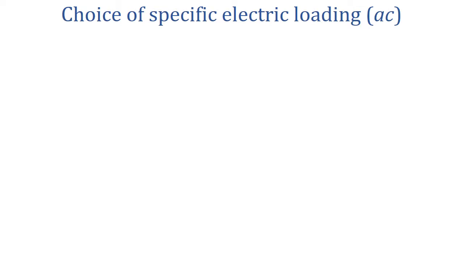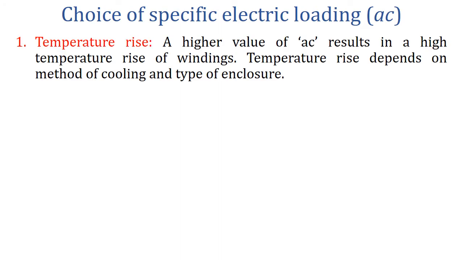Next, we will discuss the choice of specific electric loading. The factors are, first one, temperature rise. As we know, the equation for AC is equal to ZIZ by pi d. So a higher value of AC results in higher temperature rise of machine because the current becomes high. So obviously the copper losses will be more, so the temperature will be increased. So the temperature rise depends on the method of cooling and type of enclosure. So we have to keep the temperature rise within the limit when we choose the value of AC.